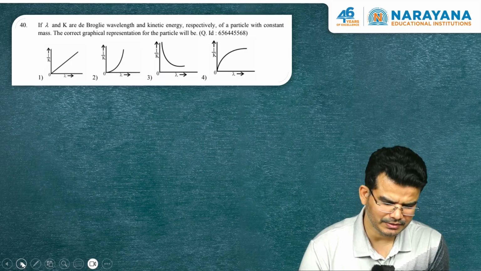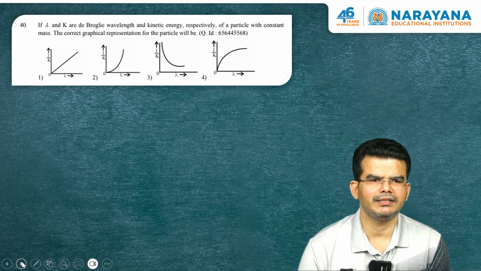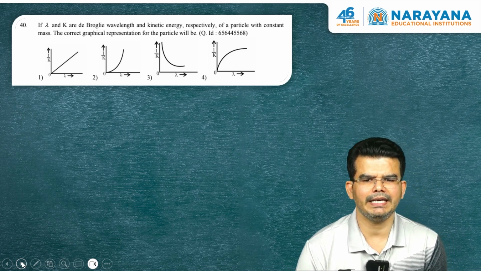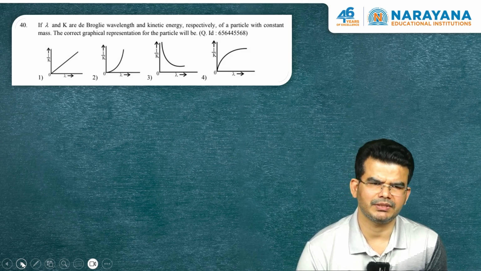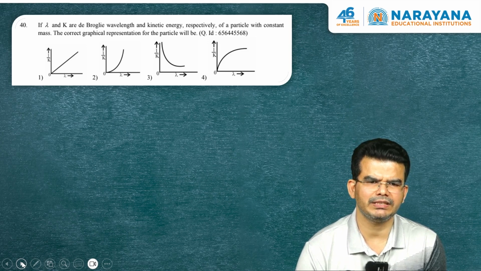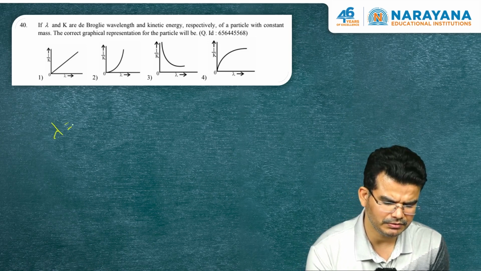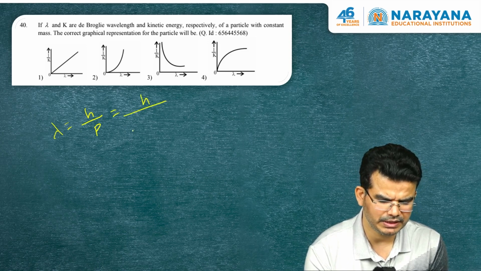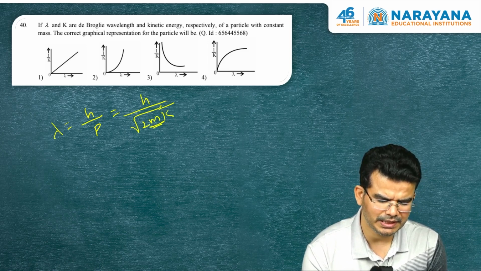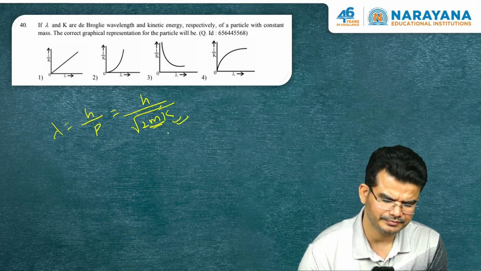Okay, next question is, if lambda and k are de Broglie wavelength and kinetic energy respectively of a particle with constant mass, mass is constant, the correct graphical representation of. So, we know lambda equal to h by p, such a simple one, h is Planck's constant and p, momentum, is root over 2mk. They are saying that mass is constant, k is kinetic energy here.